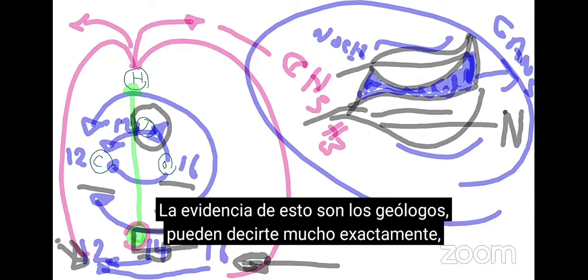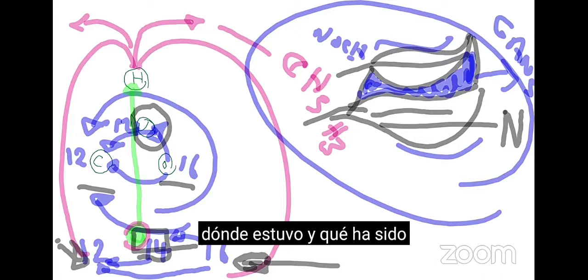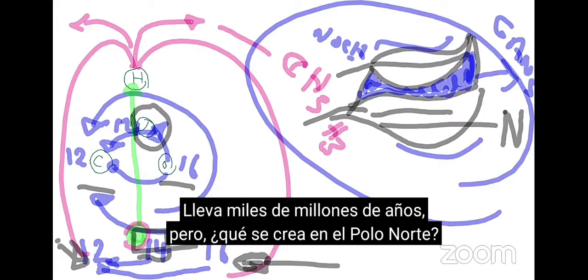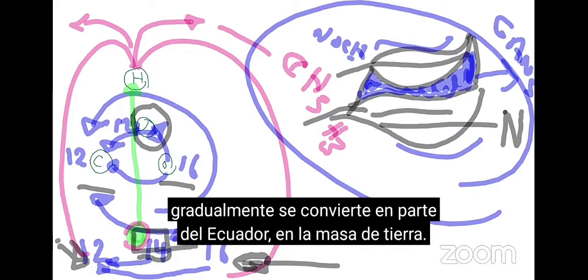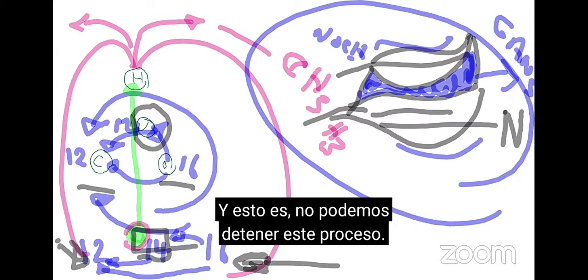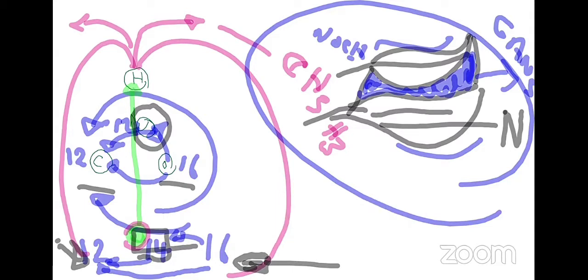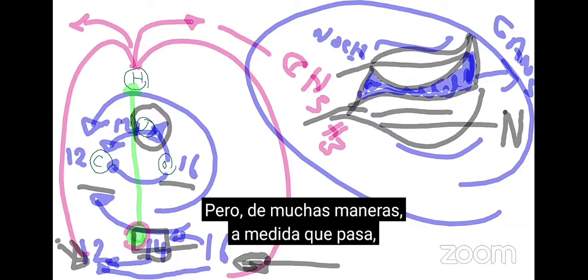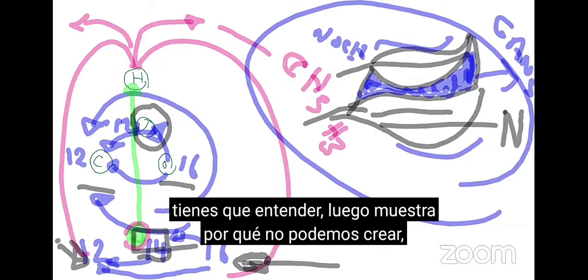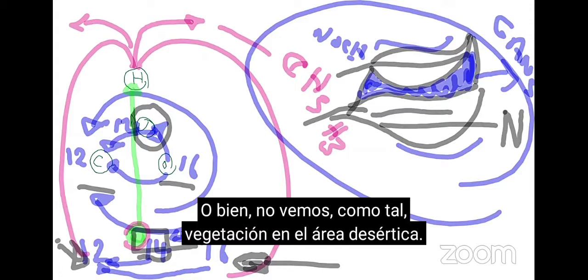The evidence of this is geologists. They can tell you very much exactly where you've been and what has been. It takes billions of years, but what is created in the North Pole gradually becomes part of the equator on the landmass. And we cannot stop this process. But in so many ways, as it goes through it, you have to understand, then it shows why we cannot create, or we don't see, such vegetation in the desert area.